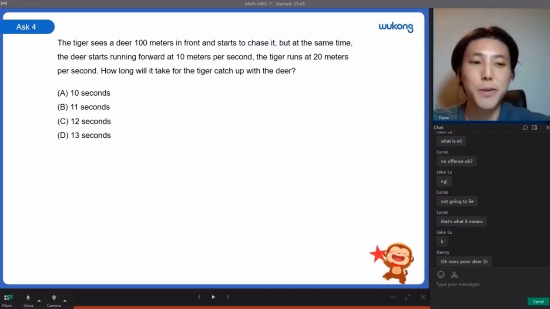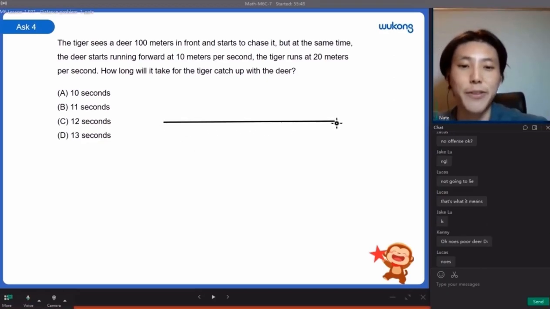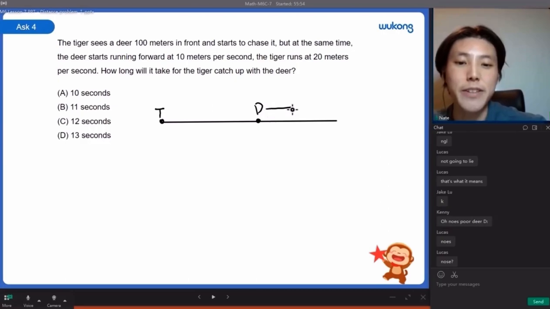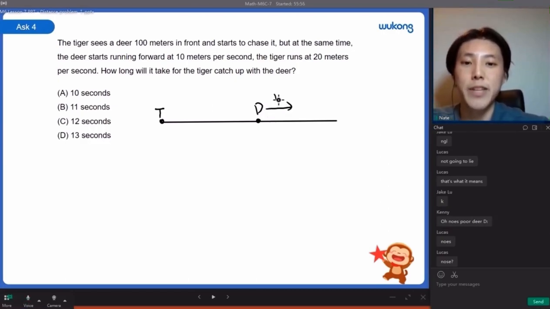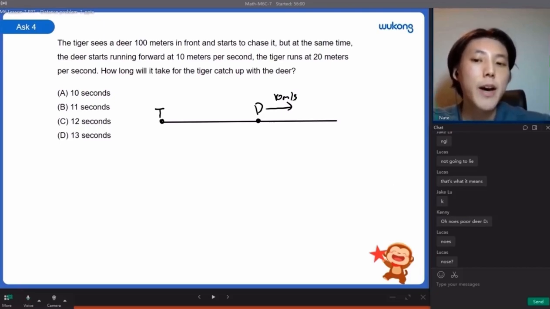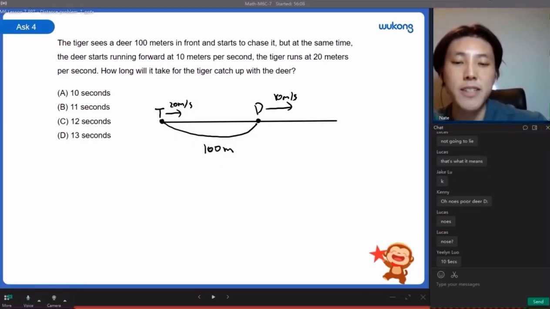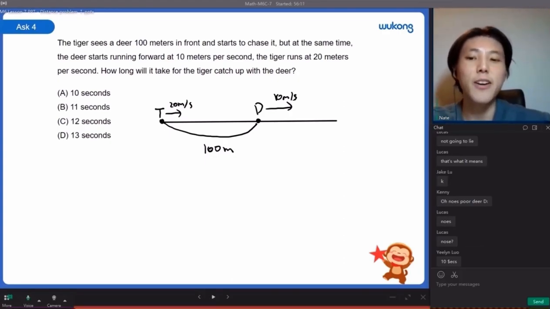Well, the deer has to run fast. Here's the tiger, and here's the deer. Deer is traveling at 10 meters per second. Now, be careful with your units. And the tiger is traveling at 20 meters per second, and it's going to be 100 meters apart. So how long would it take for the tiger to catch up with the deer?